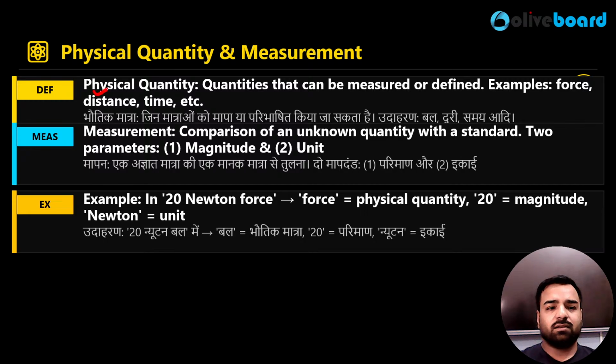Now, physical quantity, guys. Do you know what a physical quantity is? So all those quantities that can be measured or defined are known as physical quantities. But this is bookish language. It looks quite typical to understand, right? So the basic idea will be, let's have a look at this water bottle. Now if I ask you, what is the volume of this water bottle? So can you please answer?